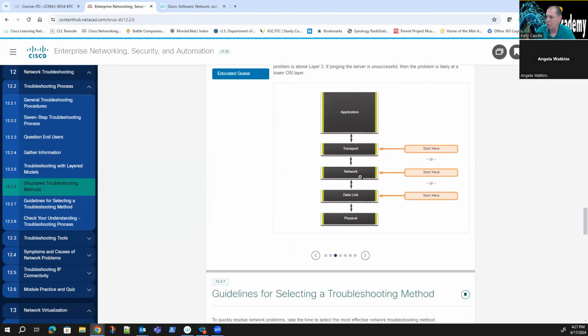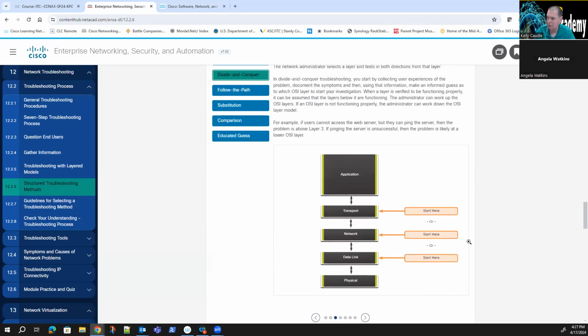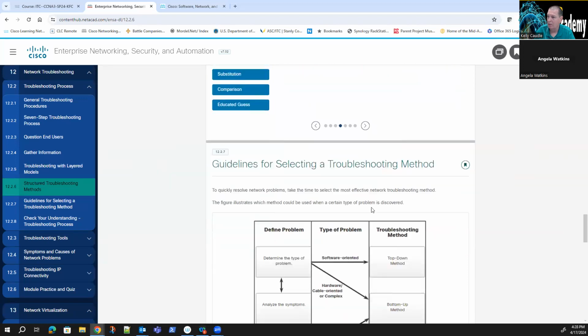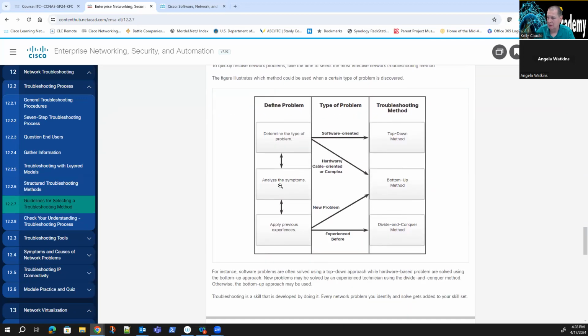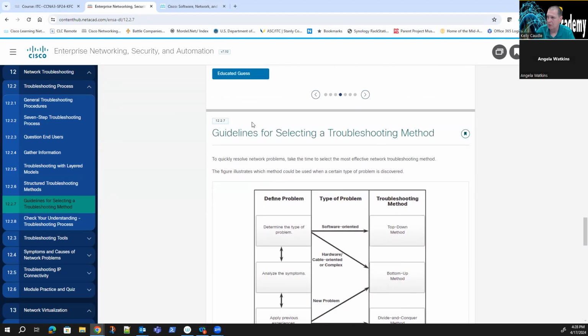Divide and conquer, this one can work sometimes. Start: can I ping? If I can ping, then let's go up from here. So this one is okay. I think for most people, unless you're an advanced troubleshooter, this one's a little bit harder because you have to understand where to pivot once you figure out where you start. Is the problem down here or up here? That's harder for people who don't have a lot of experience to understand which way to go. Follow the path. These are all just different ways to find the problem and analyze the symptoms.